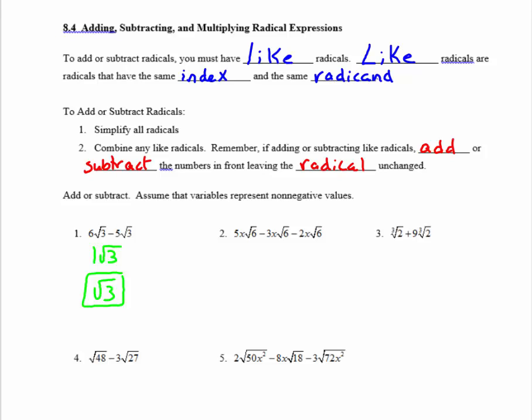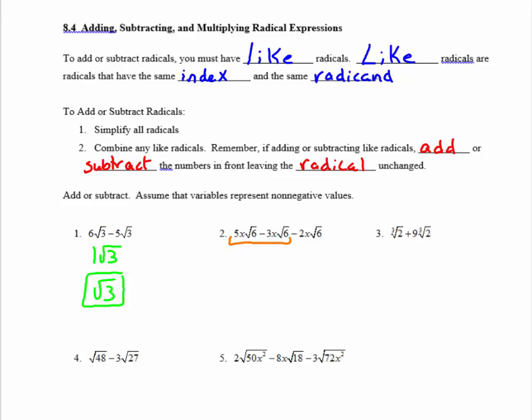Number 2, 5x square root of 6 minus 3x square root of 6 minus 2x square root of 6. Again, we try and simplify the radicals, but we can't. So therefore, we look to see if we have like radicals, and they are. So we'll go ahead and put them together.